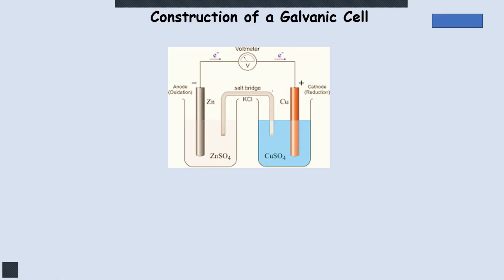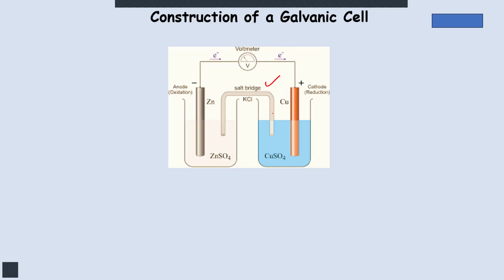The two half cells are connected externally by a metal wire. The metal wire connects the electrodes of the two half cells. In between the metal wire, we have a voltmeter, so we can note down the voltage of the current produced. Then the two half cells are connected internally by a salt bridge. The salt bridge connects the solutions of the two half cells.